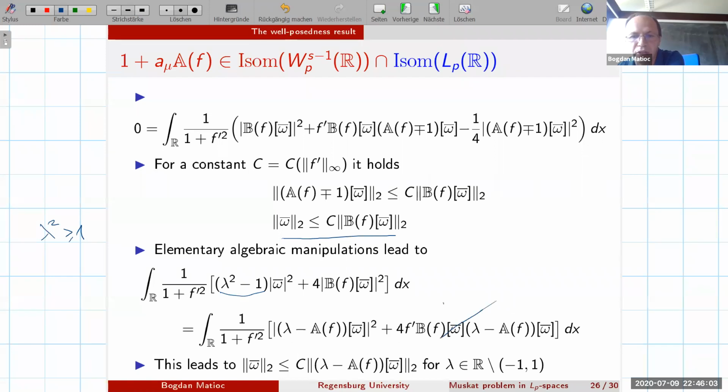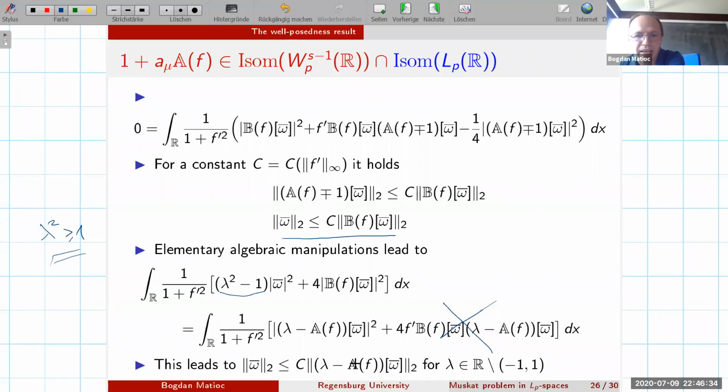But the mixed term is not important, because by using Hölder and Young, the term with b can be absorbed with a small constant within this term, and the term with a can be absorbed in this term. So at the end, we obtain this estimate, which holds for all omega bar in L2 and for all lambda such that lambda square is larger or equal than 1.